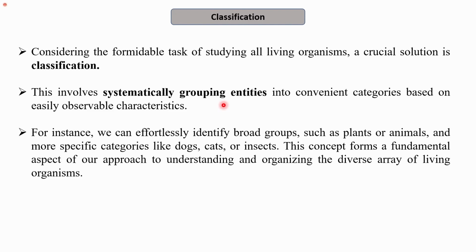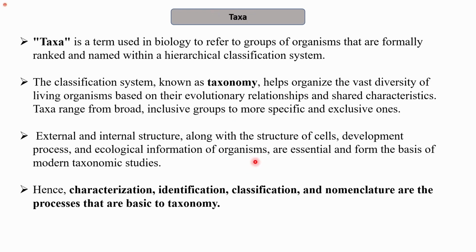For example, we can classify different broad groups, as I mentioned, such as plants and animals, and then we can move to more specific categories like dogs, cats, or insects. This forms the fundamental aspect of our approach to understand and organize the diverse array of living organisms. When we classify the organisms into different categories, then comes the term taxa. Taxa is a term which is used in biology to refer to a group of organisms that are formally ranked and named within a hierarchical classification system.